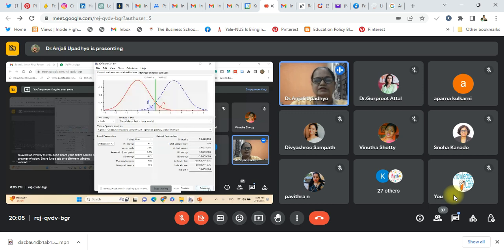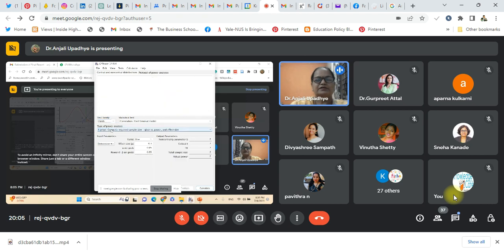Then calculation is according to the critical values. But we are not using this. Normally we are taking the t-test and the z-test. T-test, chi-square test and the z-test.